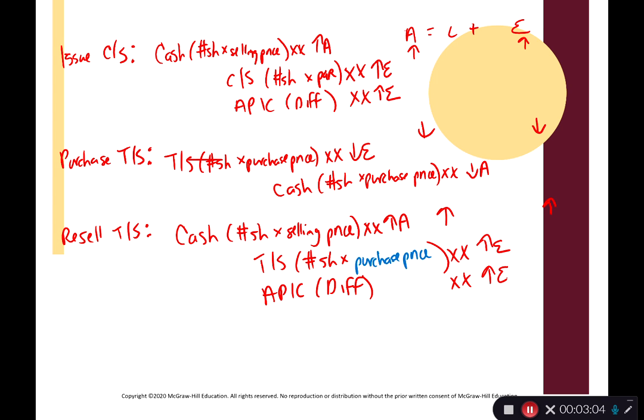So remember that. Now this should make some sense because when we issue stock, assets and equity go up. When we buy it back, the opposite happens. Assets and equity go down. And then when we resell it, assets and equity go back up. So there's some logic behind all of this. But remember, when we resell our treasury stock, we've got to remember to take it off the books for what we put it on at.